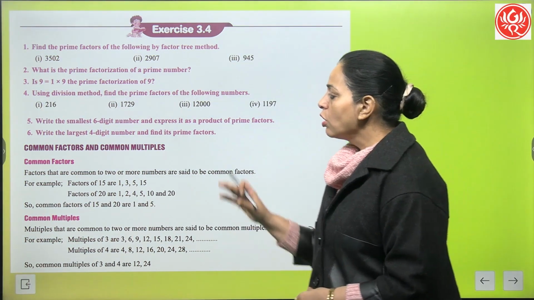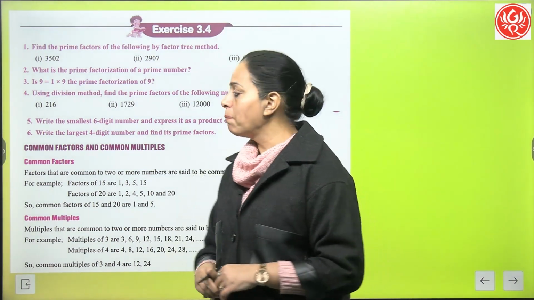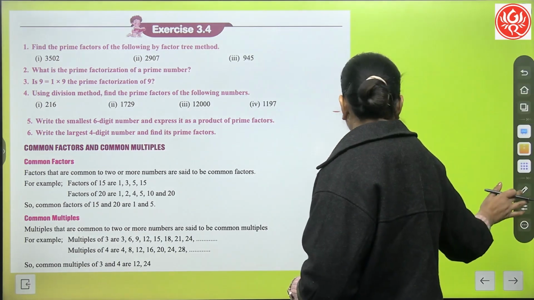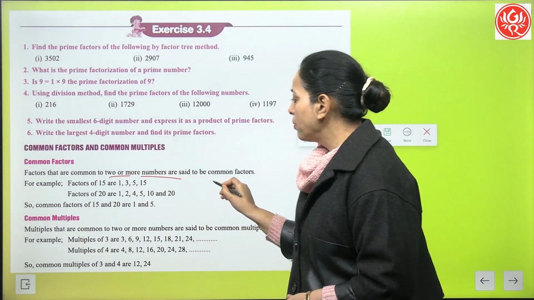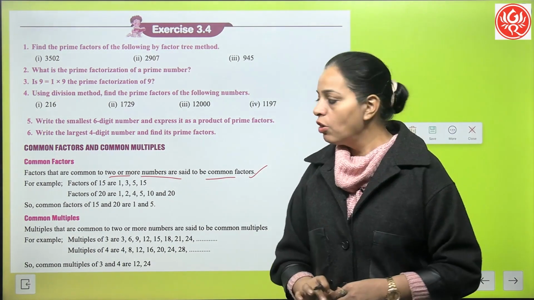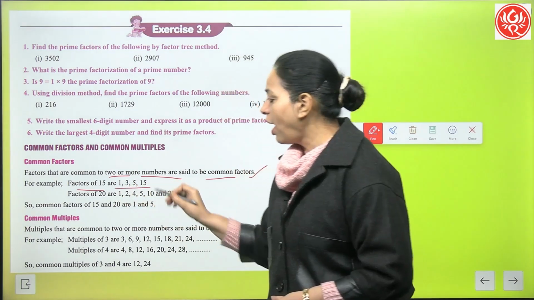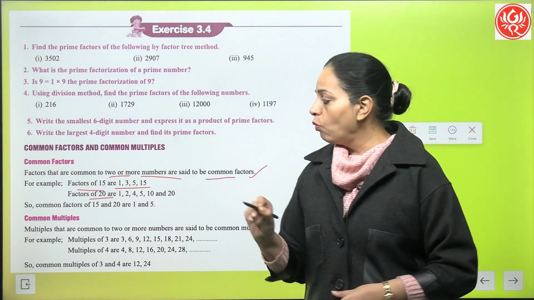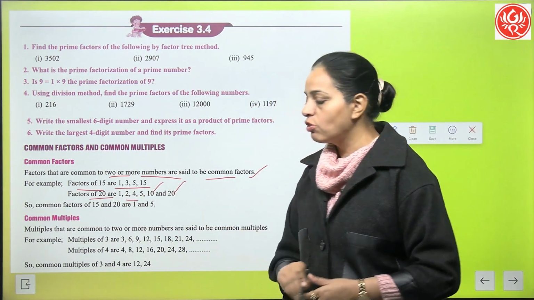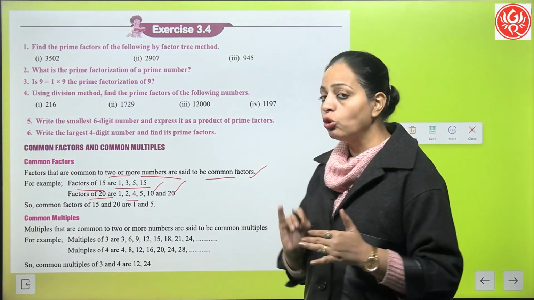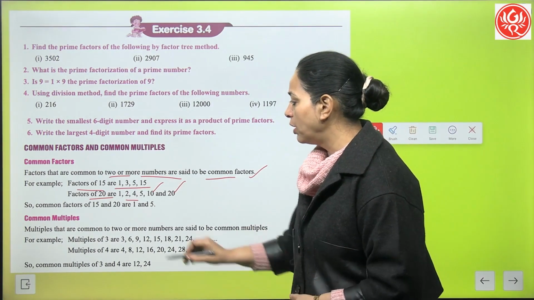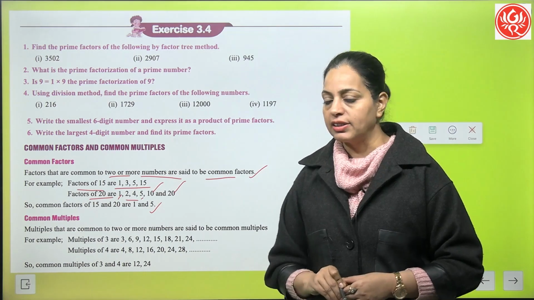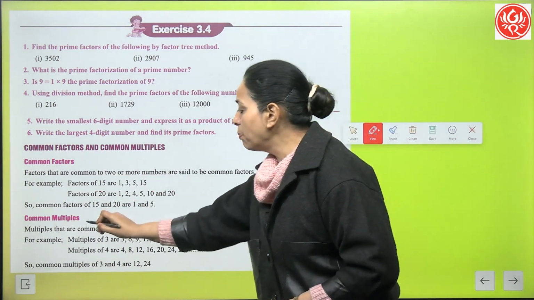Now we are talking about common factors and common multiples. Common factors means what? Factors that are common to 2 or more numbers are said to be common factors. For example, factors of 15 are 1, 3, 5 and 15. And factors of 20 are 1, 2, 4, 5, 10 and 20. Now we need the common factors, which are factors of both. So which are common? 1 and 5, right? So these are the common factors. Now we are talking about common multiples.